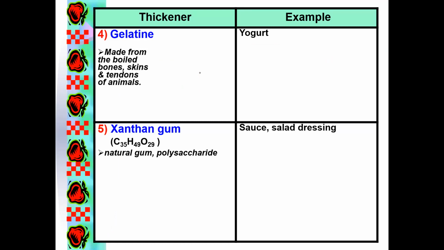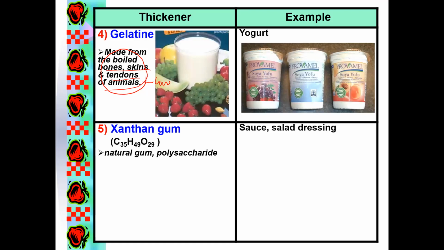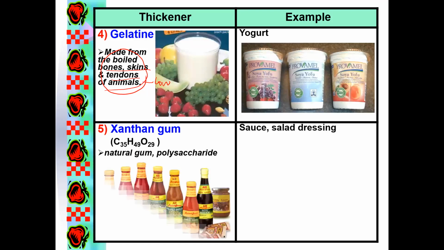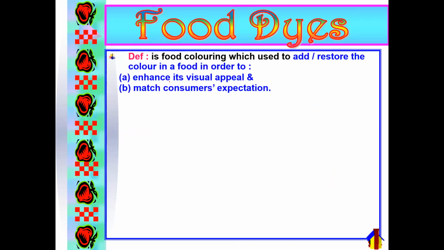Gelatin. Now look where gelatin comes from. It comes from the bones, skin and tendons of animals, sometimes from cow. So those of you who are eating, if I'm not mistaken, last time Mentos had gelatin. So make sure you know what you're eating. An example would be yogurt, they've got gelatin. Xanthan gum, the teacher puts it in sauce, salad and dressing. So I think for thickeners it's not so bad. It's quite okay.